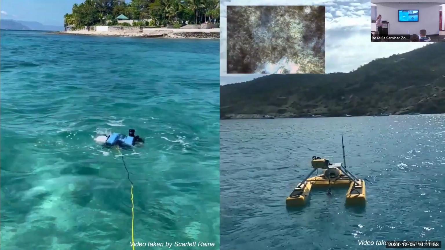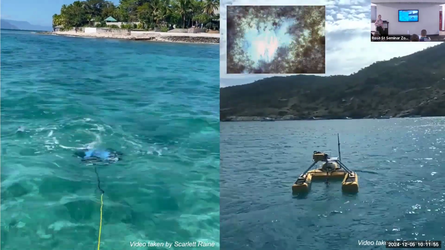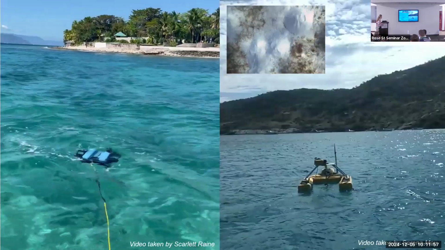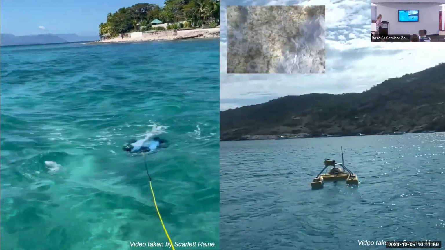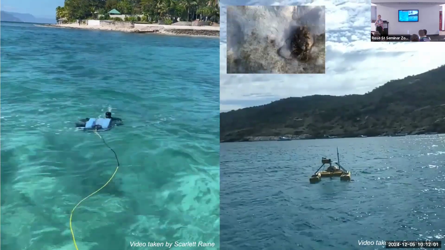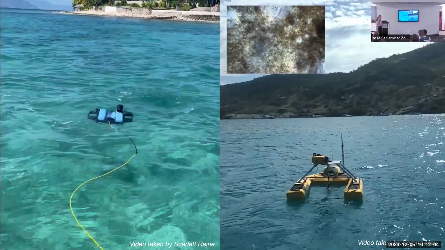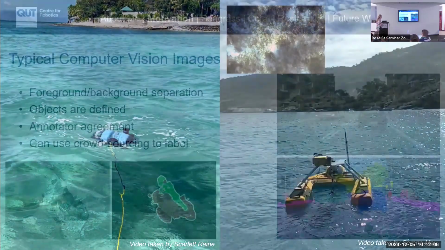And then just a few examples of platforms that I've been working with. On the left, you've got your Blue Robotics ROV, very cost effective. And then on the right, this is one of our autonomous surface vehicles. We affectionately call it the floaty boat at QUT.